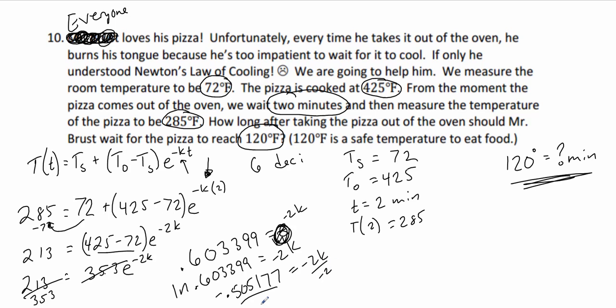Then I have to divide by the negative 2, so they're now both positive. So 0.505177, divide that by 2, I get k is equal to 0.2525885. I just wrote what was on my calculator. I know it's 7 decimals, but that's okay. All right, so that's my k value. Whew, that's a lot of work.